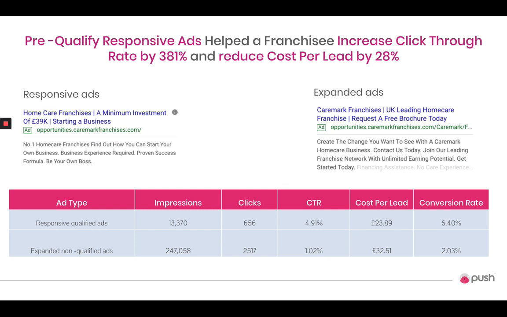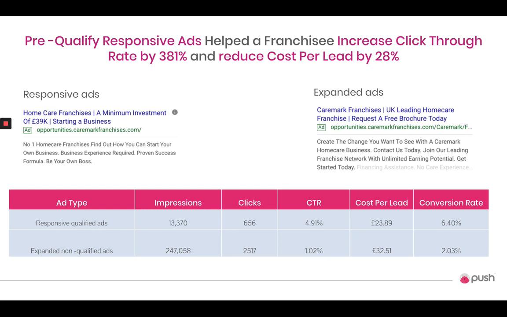So this is an example of a franchise business that wanted to generate more leads. We have on the right hand side Google's expanded ad, which is just an ad where you write in the description and headline, that's what shows. On the left is a responsive ad, and the responsive ad is where you give Google different headlines, different descriptions, and you allow it to mix and match itself.